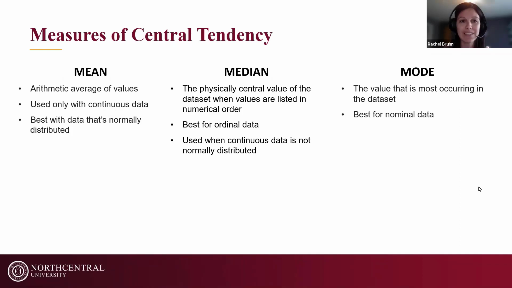I have a note here that says that it's best with data that's normally distributed. We're going to talk about what that means. But this kind of hints to the fact that while we do use the mean most of the time when it comes to numbers, there might be some times when we don't want to use this. And when it's not normally distributed, what that means is it's skewed. And again, we're going to talk about what this means.